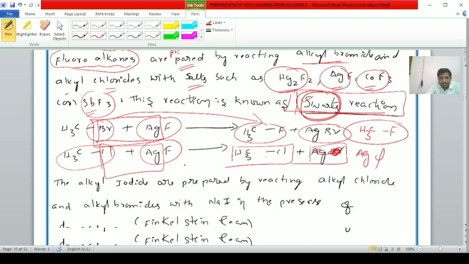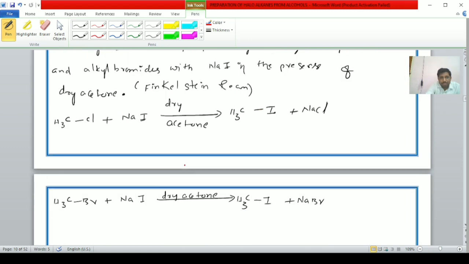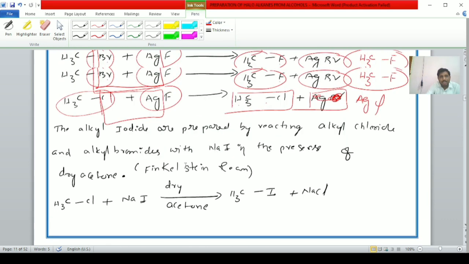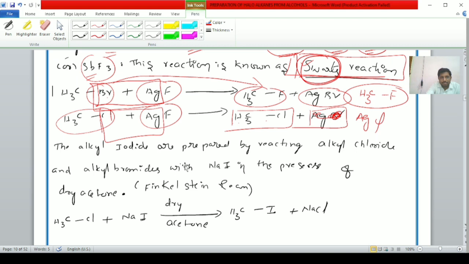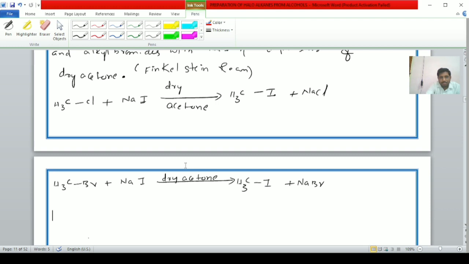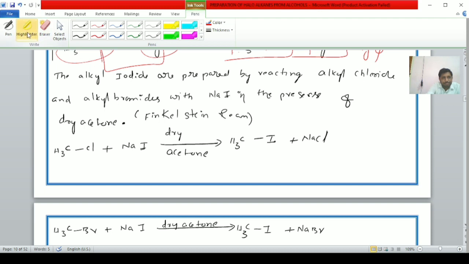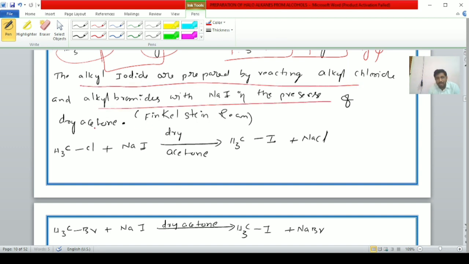Next one, student. Alkyl iodides are prepared by reacting alkyl chlorides or alkyl bromides with sodium iodide in the presence of dry acetone. This reaction is known as the Finkelstein reaction.